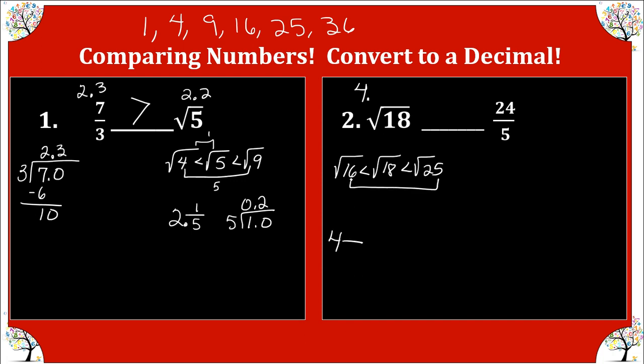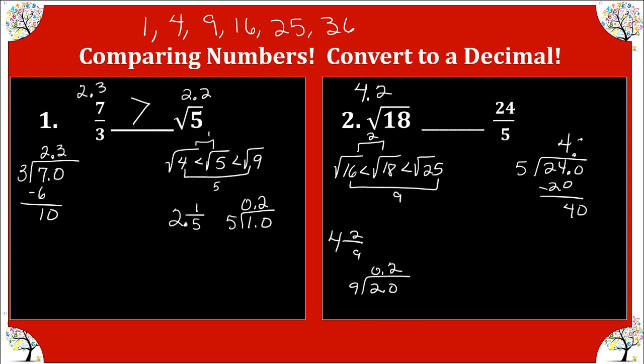The denominator is going to be 9. Our numerator is going to be 2. So 4 2/9. And we convert that to a decimal. Top goes in the box. So 9 into 20 is about 2. So far, we'll just say 4.2. We may need to take it further. 24/5 is the same as dividing 5 into 24. So 5 goes into 24 4 whole times. 4 times 5 is 20. We're going to subtract, bring down a 0, and 5 into 40 is 8, so 4.8. So radical 18 is less than 4.8.